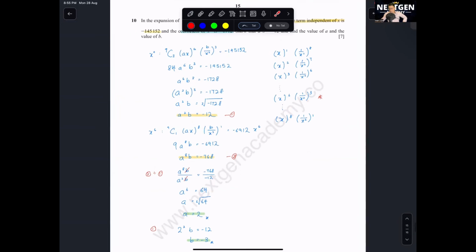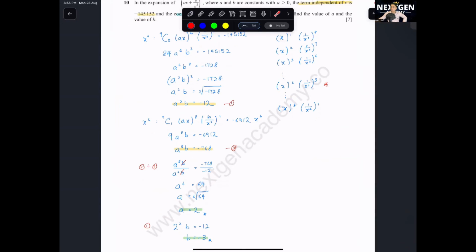Coefficient means the number in front of the term. Okay, let's go to the last one. I think the last one is quite fun to do.